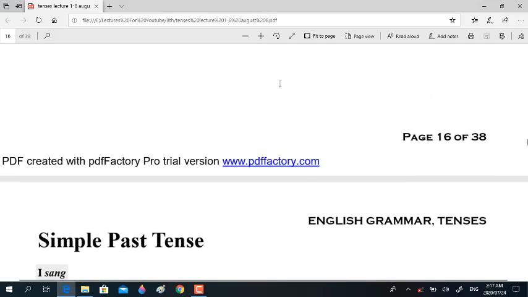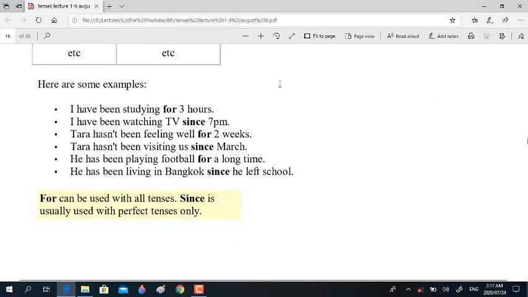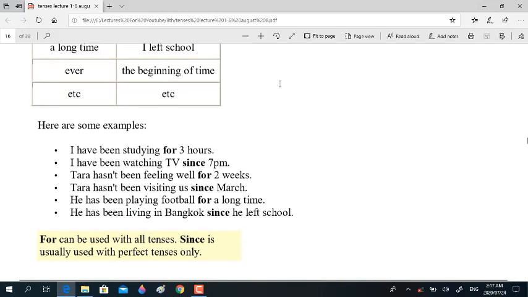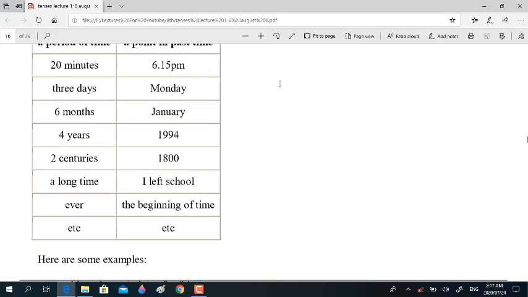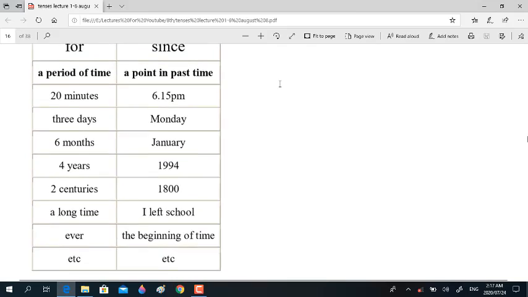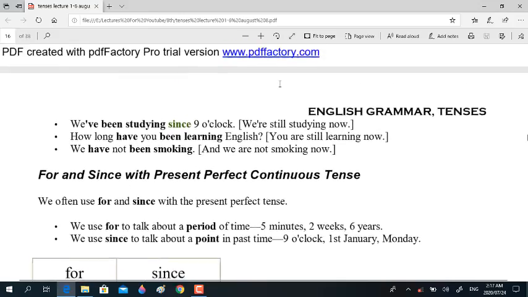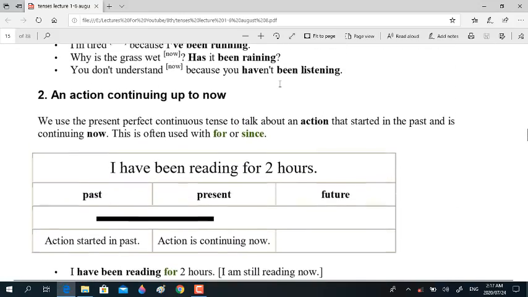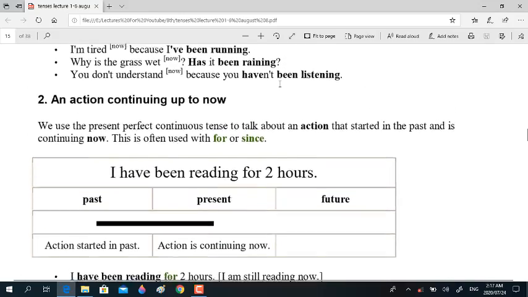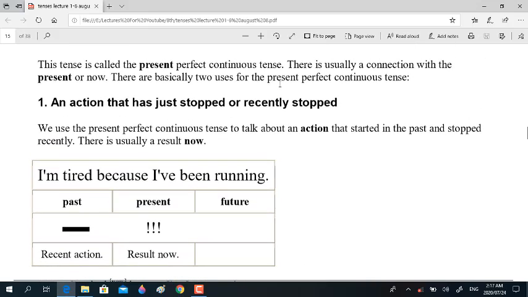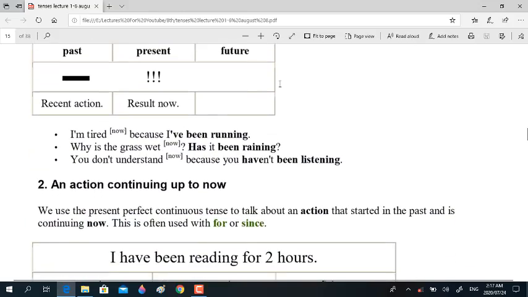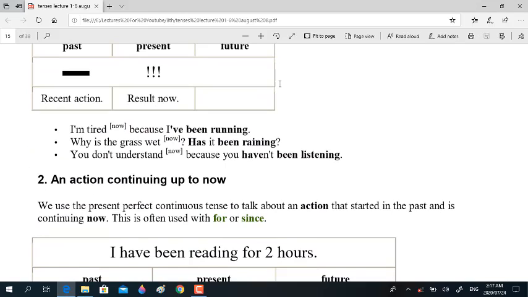So dear students, again you have to write 8 sentences. 8 would be ample for describing an action continuing up to now, and 4 describing an action that has just stopped or recently stopped, right? You should make sentences in such a way that the sense of the uses would be clear.